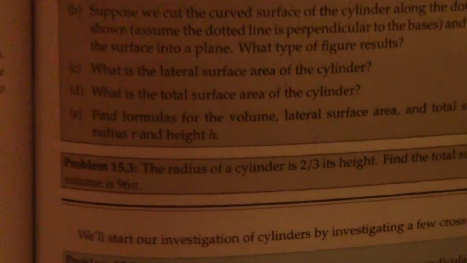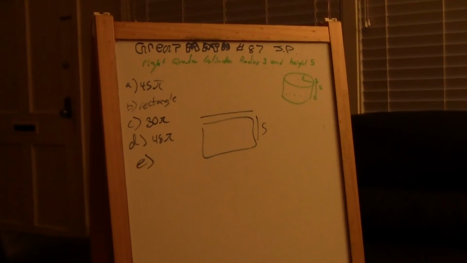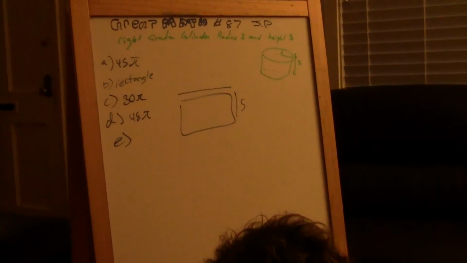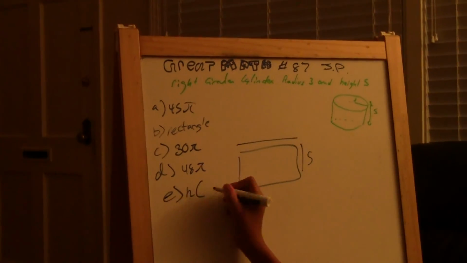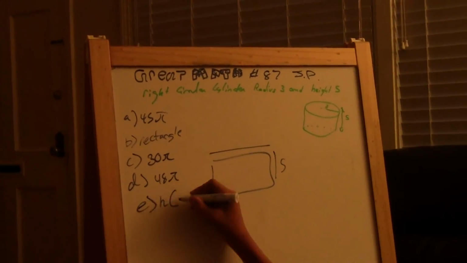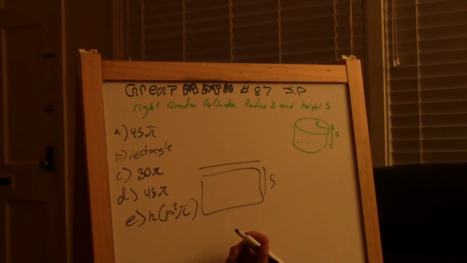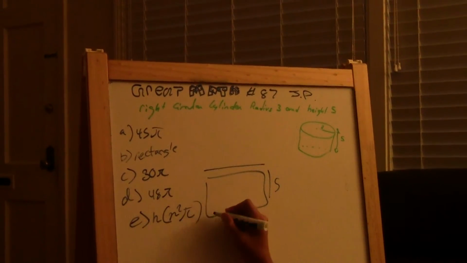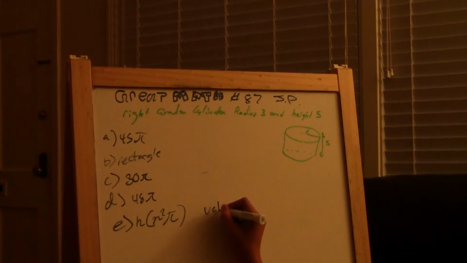Find the formulas of the volume, lateral area, and total area of the cylinder with the radius r and height h. That's not gonna be too hard. Like I said before, the volume is base times height. So it's h times r squared pi, or pi r squared, and this is the volume.